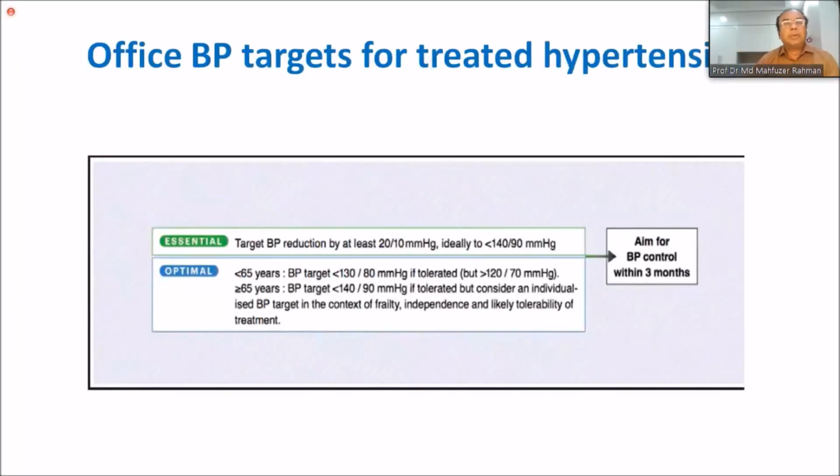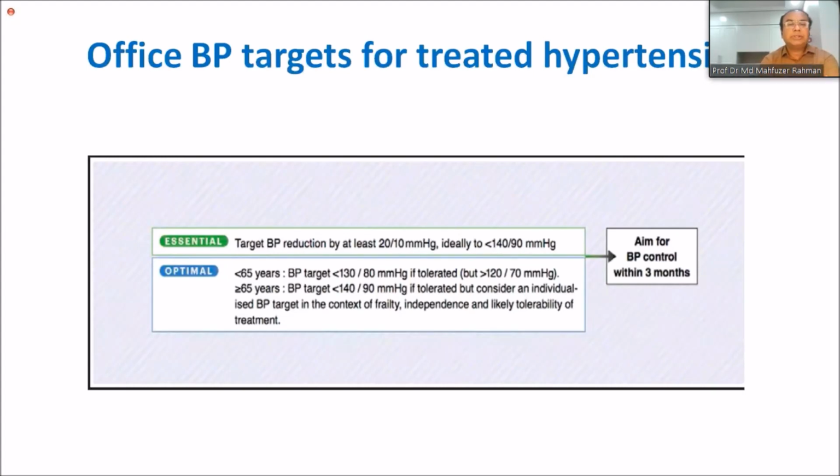And office blood pressure targets for treating hypertensive patient. Target blood pressure is less than 140 over 90 millimeter mercury. And if the patient is less than 65 years, blood pressure target is less than 130 over 80 millimeter mercury, if tolerated. But it should be remembered that it is better to keep blood pressure systolic more than 120 and diastolic more than 70 millimeter mercury.